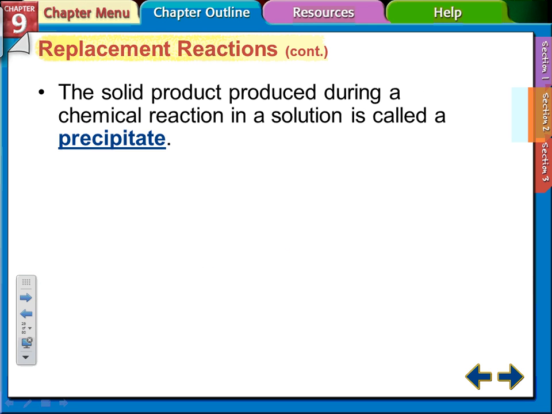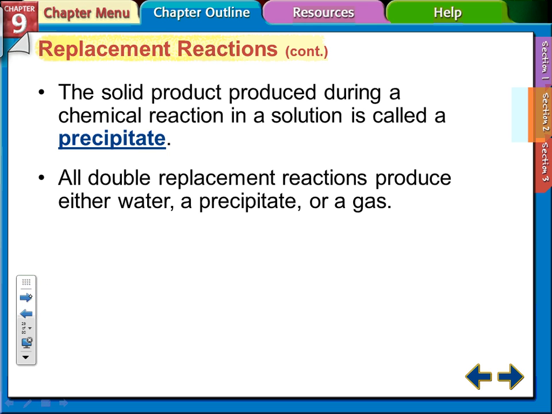The solid product produced during a chemical reaction in a solution is called a precipitate. We've gone over this before, but this is a good definition of it. If you have two solutions reacting together and a solid is produced, something that's not soluble in that solution anymore, that's a precipitate. All double replacement reactions produce one of these three things, or both, or more of them: a water, a precipitate, or a gas.